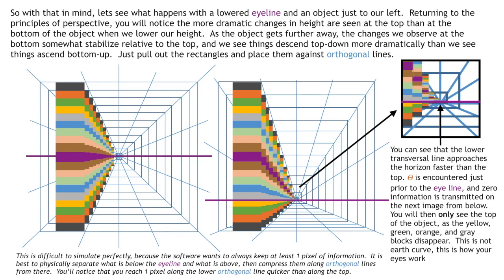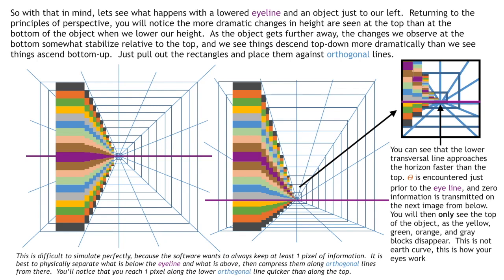Again, this is not a physical curvature phenomenon. This is how your eyes work. One note: this is difficult to simulate perfectly because the software wants to always keep at least 1 pixel when you start to shrink things down. It is best to physically separate what is below the eye line and what is above, then compress them along the orthogonal lines from there. That is usually a better way to go.